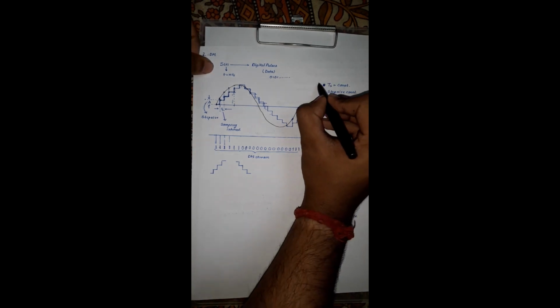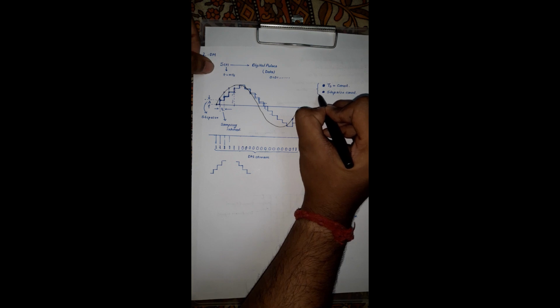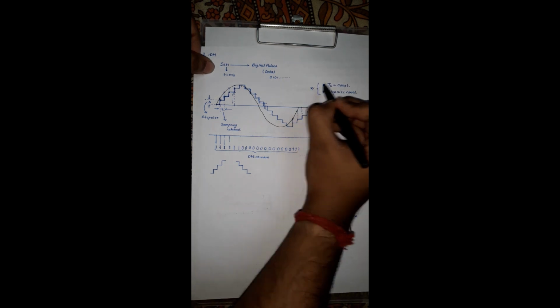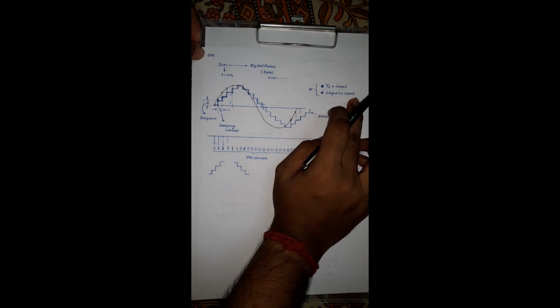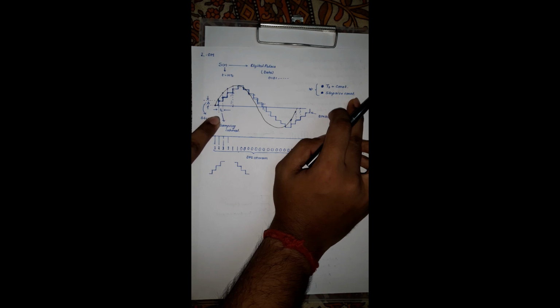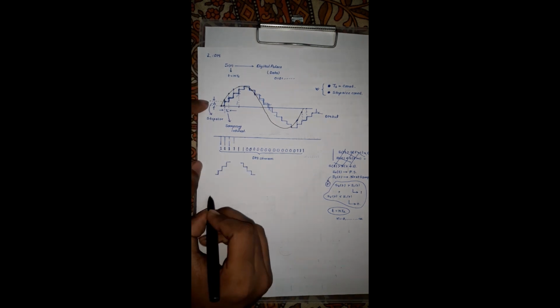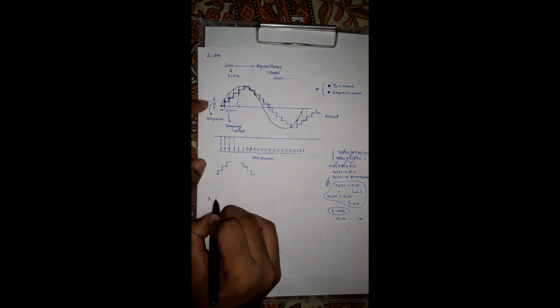Now the third topic is, what are the disadvantages of delta modulation? I have already considered that delta modulation has two things: the constant sampling time as well as the constant step size. This is the step size and this is the sampling time. So what is the problem with this delta modulation? There are two problems.